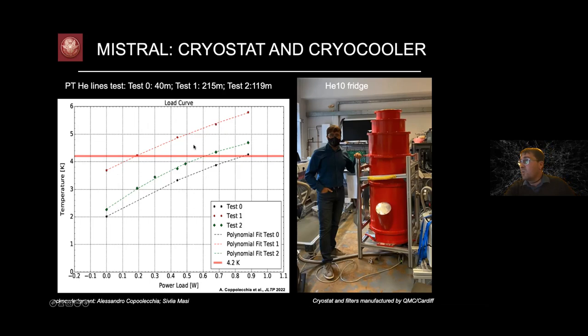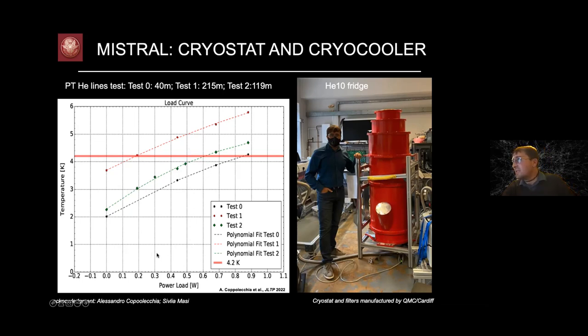So then the third test, which is the test we think is consistent with what we will have in Sardinia, was done with 120 meter lines. And we found that with 0.5 watt, which is the kind of dissipation we think we will have on the second stage of the pulse tube, we are still below 4.2 Kelvin. So this is good news, and so we could effectively commit ourselves to build this cryostat.